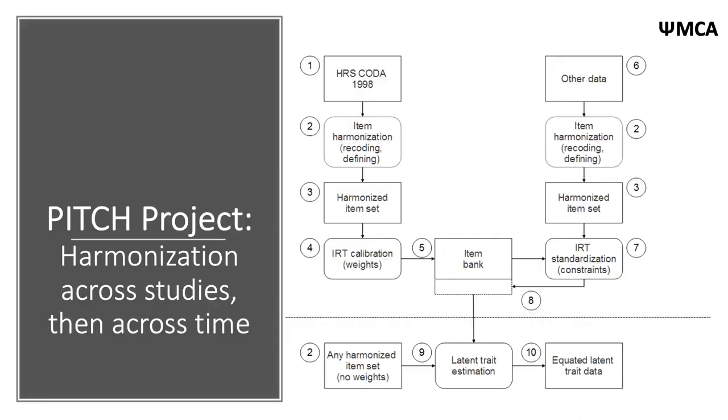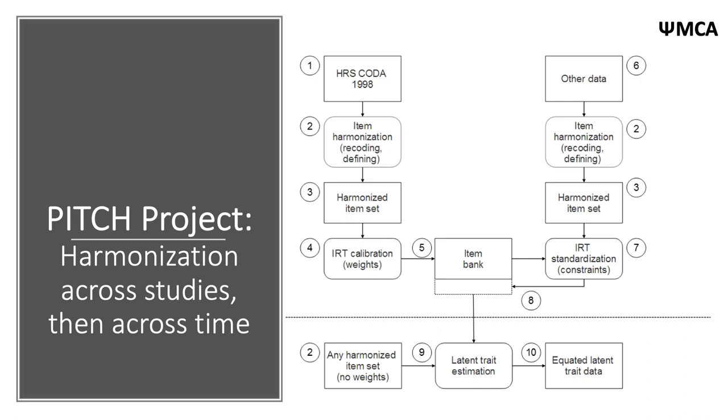So this is a graphical description of that procedure as we've implemented it in the project that Rich is going to talk about when we talk about specific data sets. We chose as the reference study the HRS CODA sample, which stands for Children of the Depression, collected in 1998. There's a whole bunch of reasons why we chose that particular data set. We did the item harmonization, which was recoding from item scores to indicators. We developed a harmonized set of items, and then we did an IRT calibration. Basically, we estimated the IRT model and saved out relevant parameters.